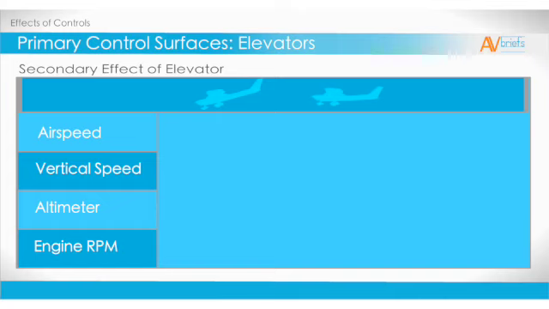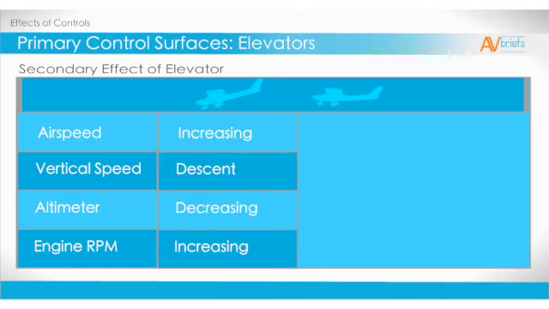Pushing forward on the yoke causes a pitch downwards with the nose. Much like riding the bike downhill, we will see an increase in airspeed. Vertically we will start to descend. Our height above ground will start to reduce. Our engine will start to speed up.